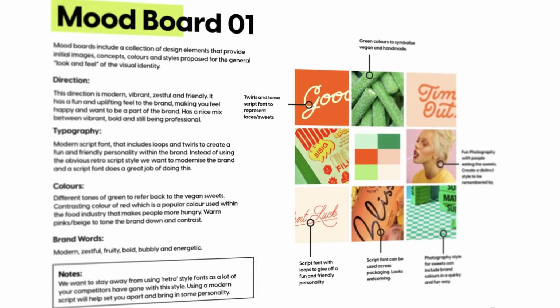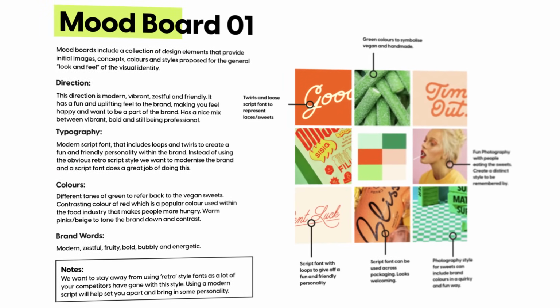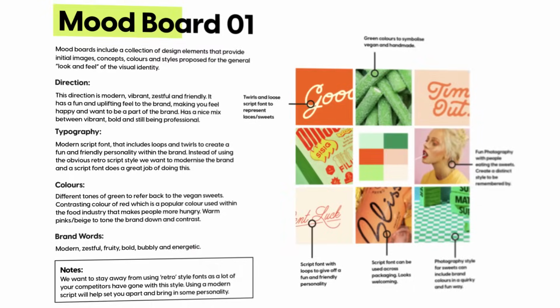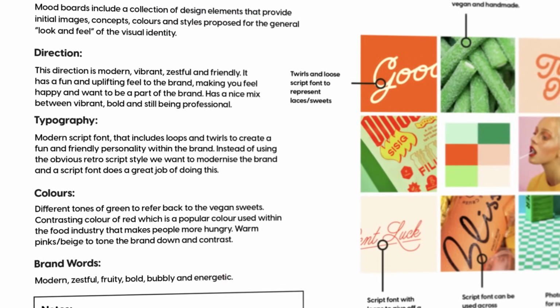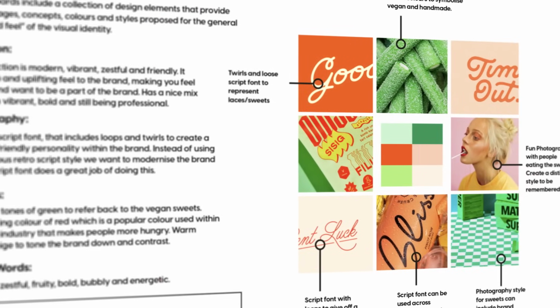Once this is done, I then like to go a step further, and to the left hand side, I actually like to go into a little bit more detail and actually give a summary of the direction. So for this direction, I've put the direction is modern, vibrant, zestful and friendly, which is exactly what you can see from the mood board. It has a fun and uplifting feel to the brand, making you feel happy and wanting to be part of that brand. It has a nice mix between vibrant, bold, but still being professional, which is key here.